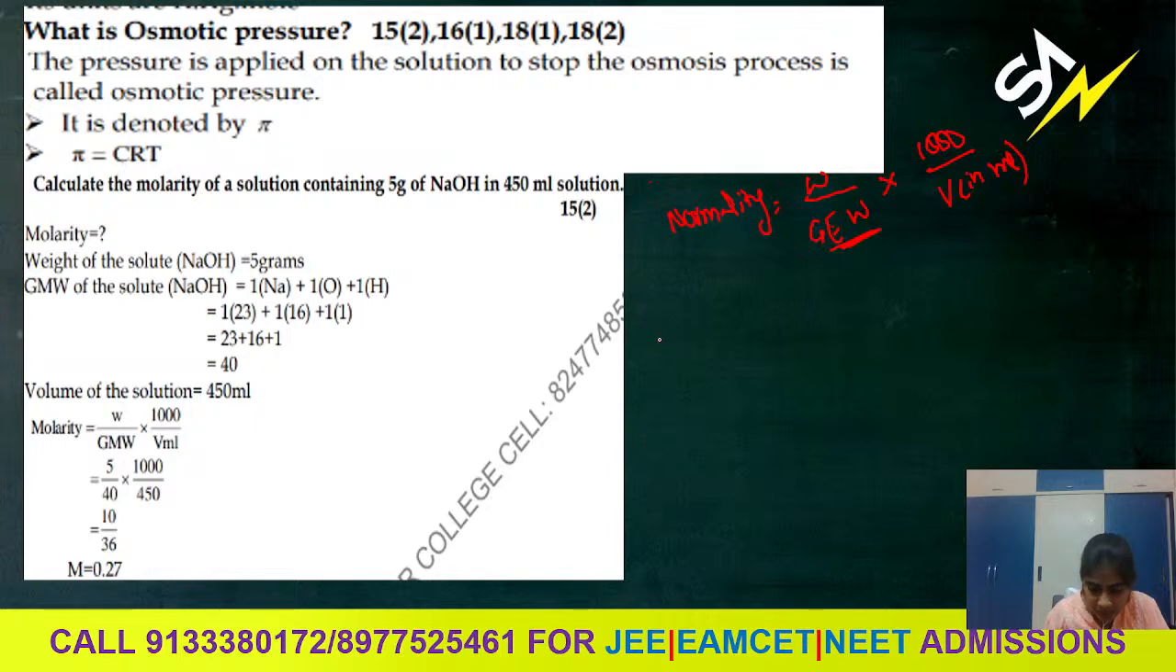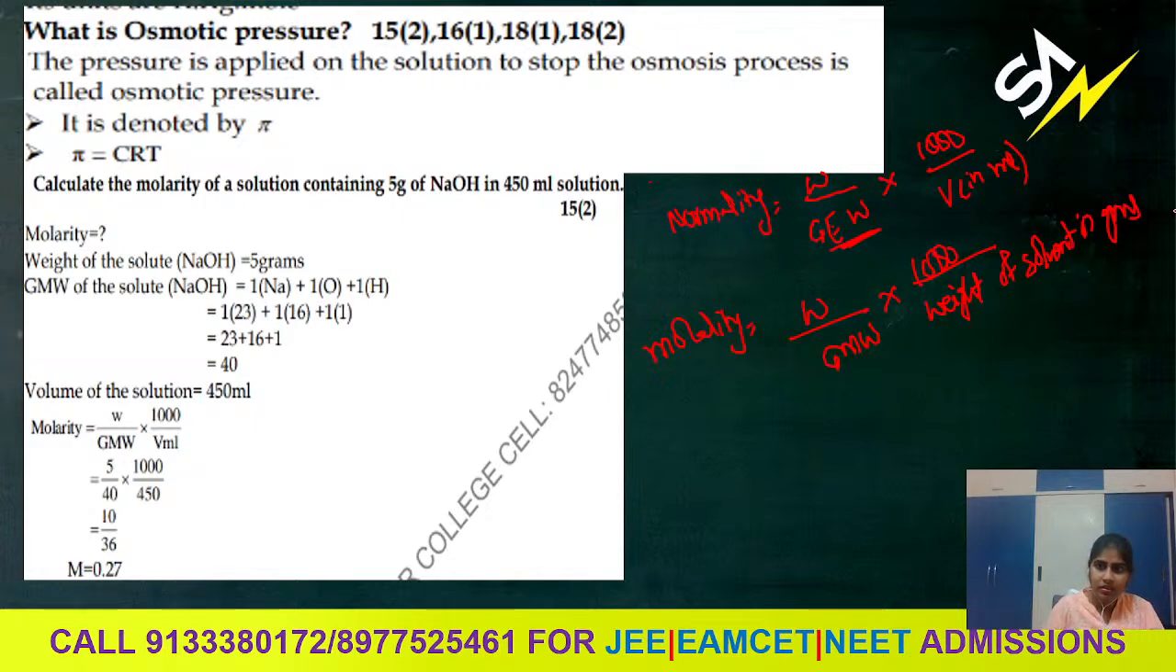And next we have molality. In molality what we use is weight by gram molecular weight into 1000 by weight of solvent in grams. Since we are dividing it by 1000, we are taking it in grams. So this is the formula.